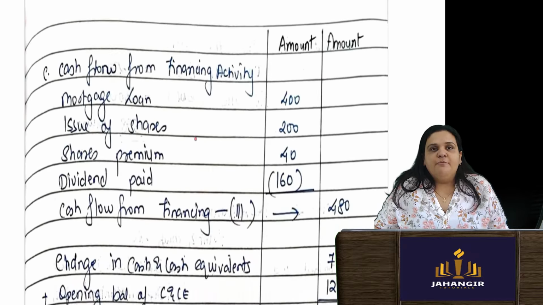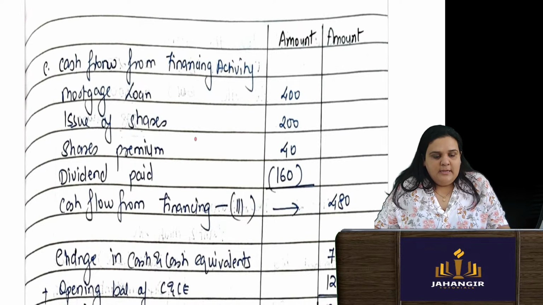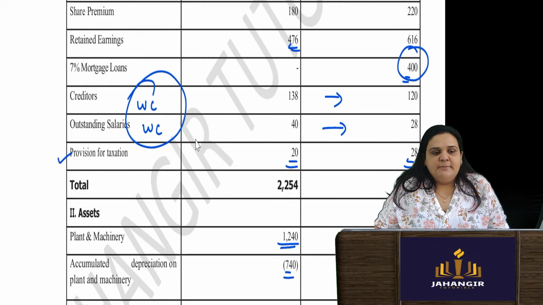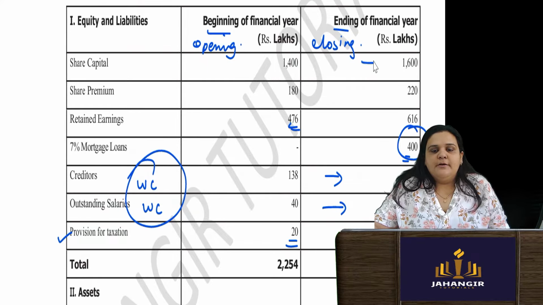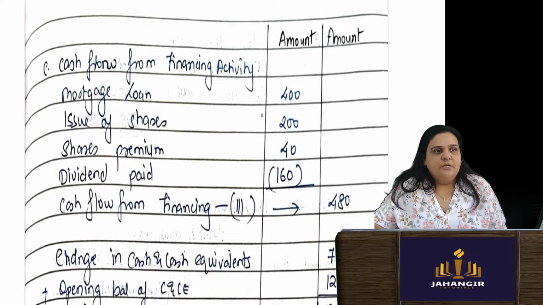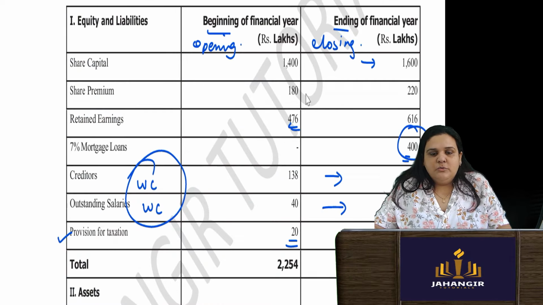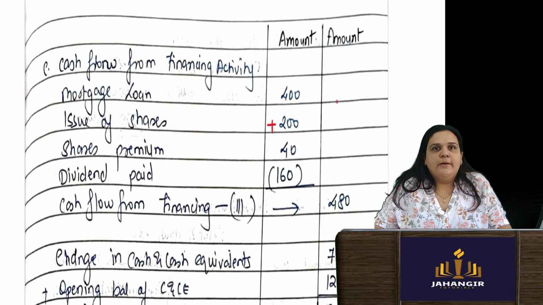Now cash flow from financing activities. In case of financing activities, I will see my share capital. From 1400 it has become 1600, so 200 is coming in of shares. There is a share premium also. From 180 it has become 220, so 40 again coming in, 40 lakhs.